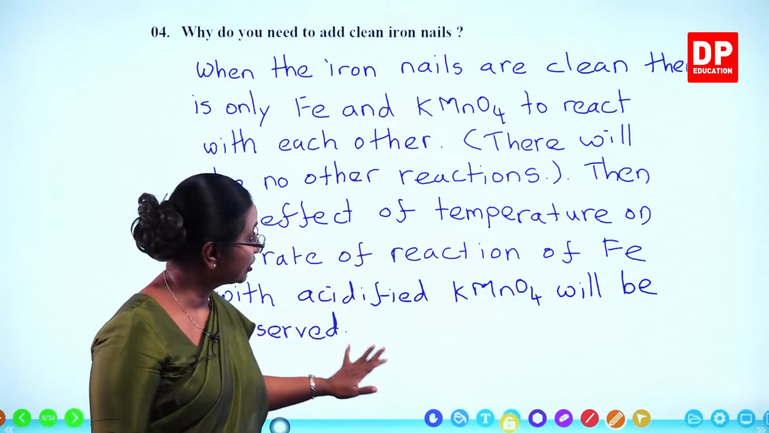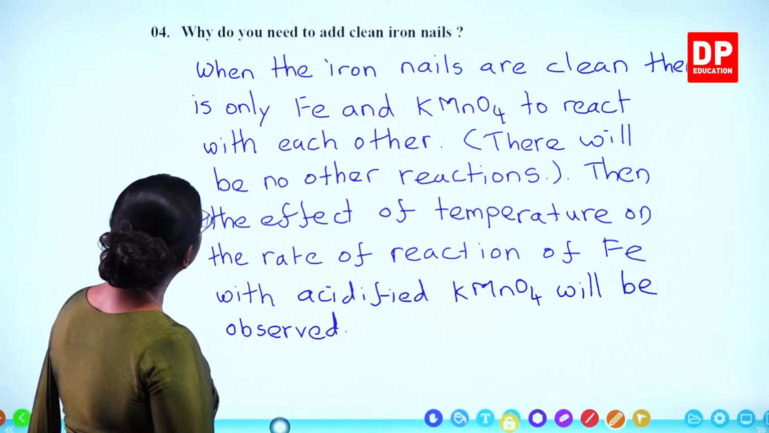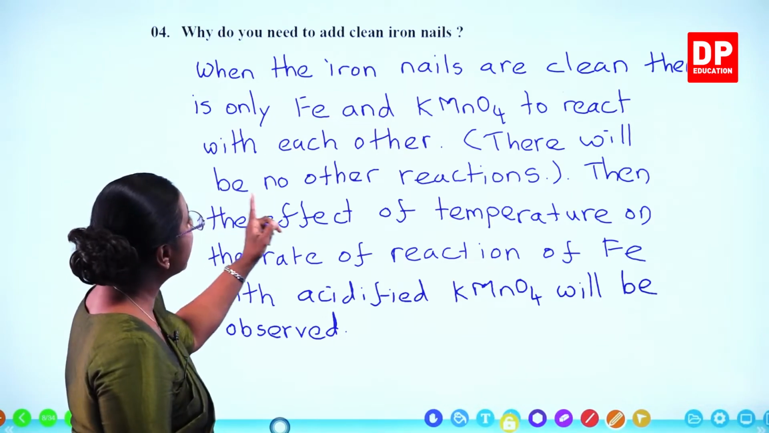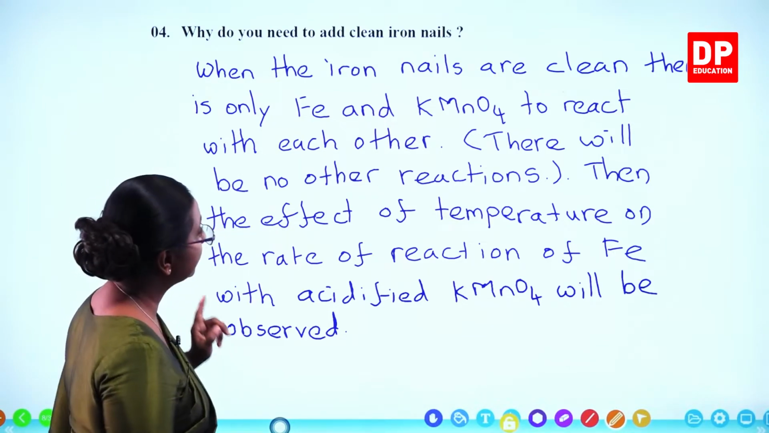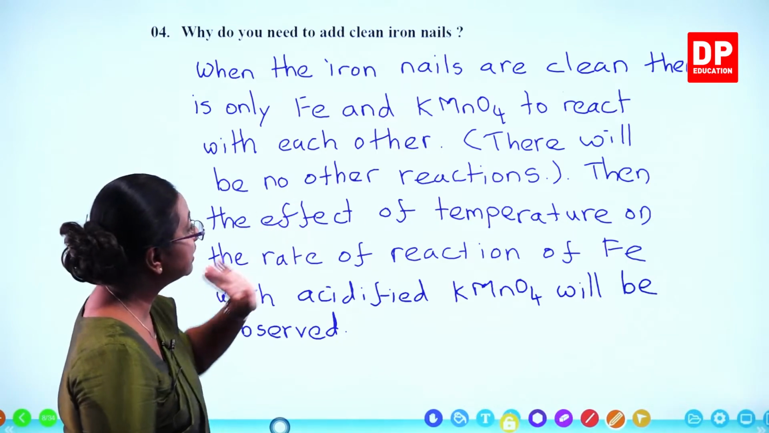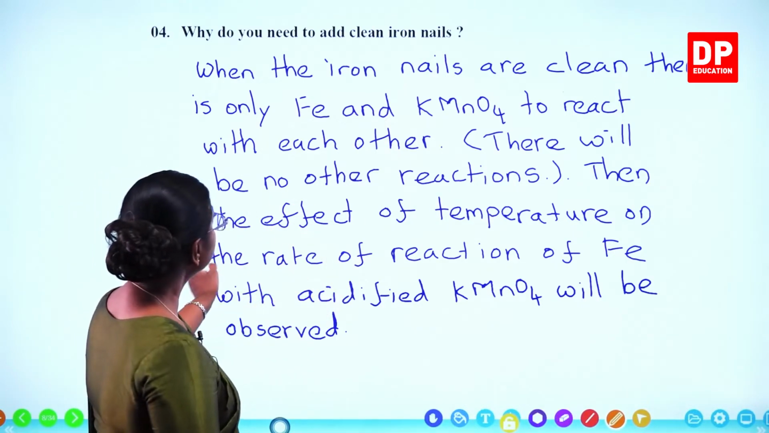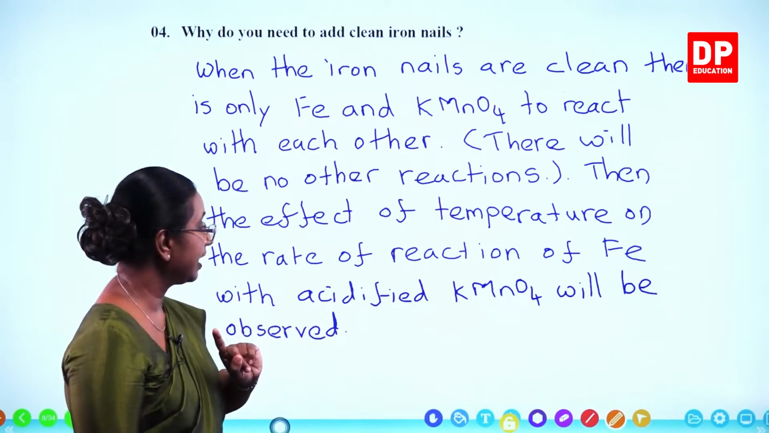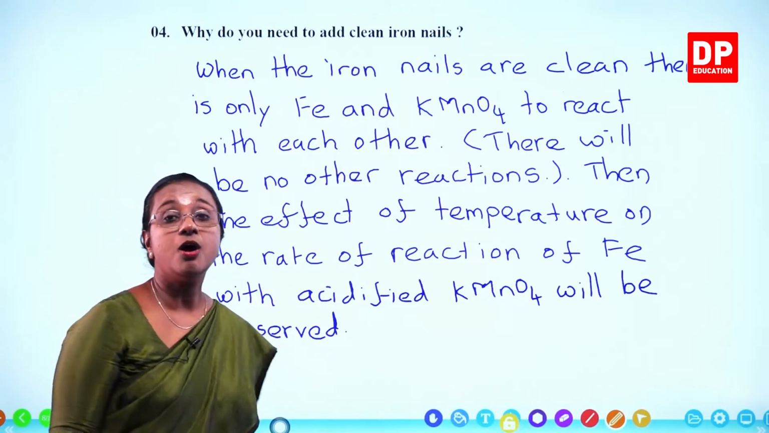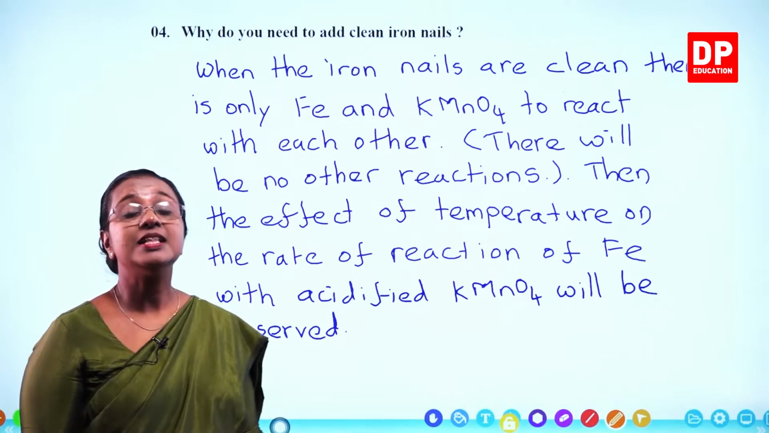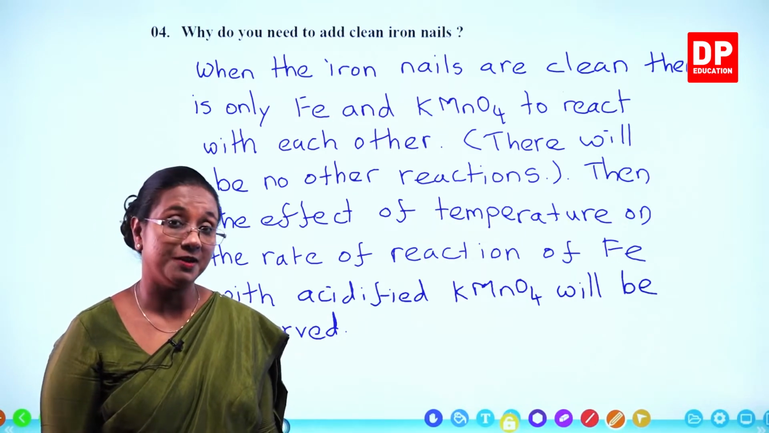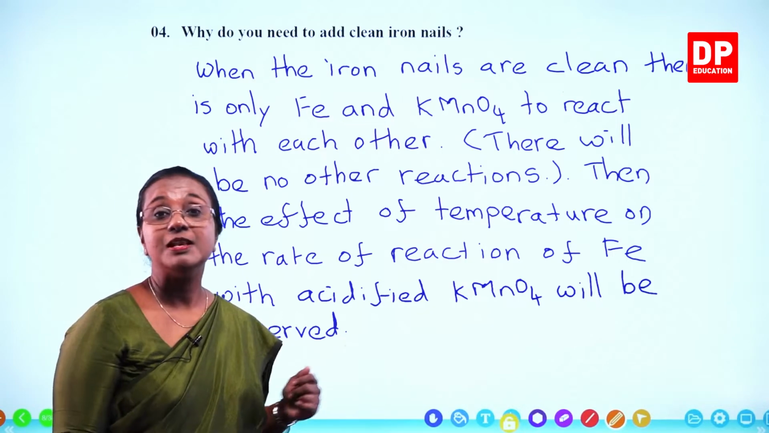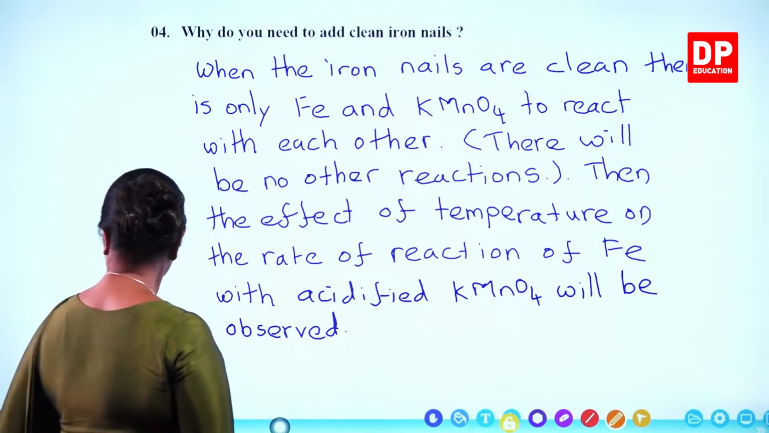So we need to use clean iron nails. So when the iron nails are clean, there is only iron and KMnO4 to react with each other. There will be no other reactions. Then the effect of temperature on the rate of reaction of iron with acidified KMnO4 will be observed. So that is why the iron nails have to be very clean. You have to keep that in mind. So with that, students, we'll move on to the next slide.